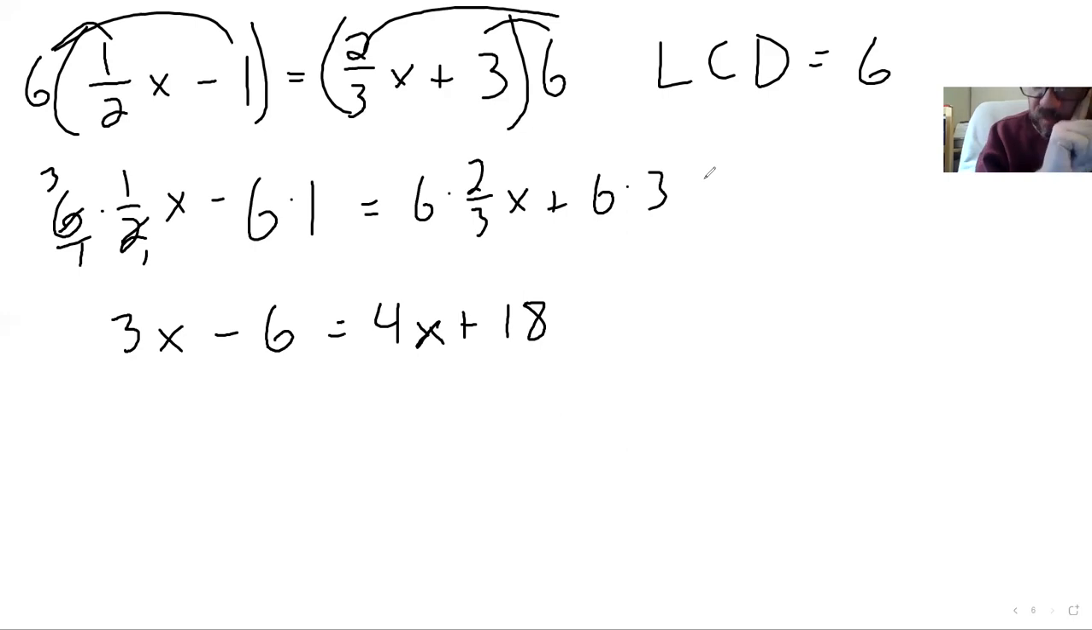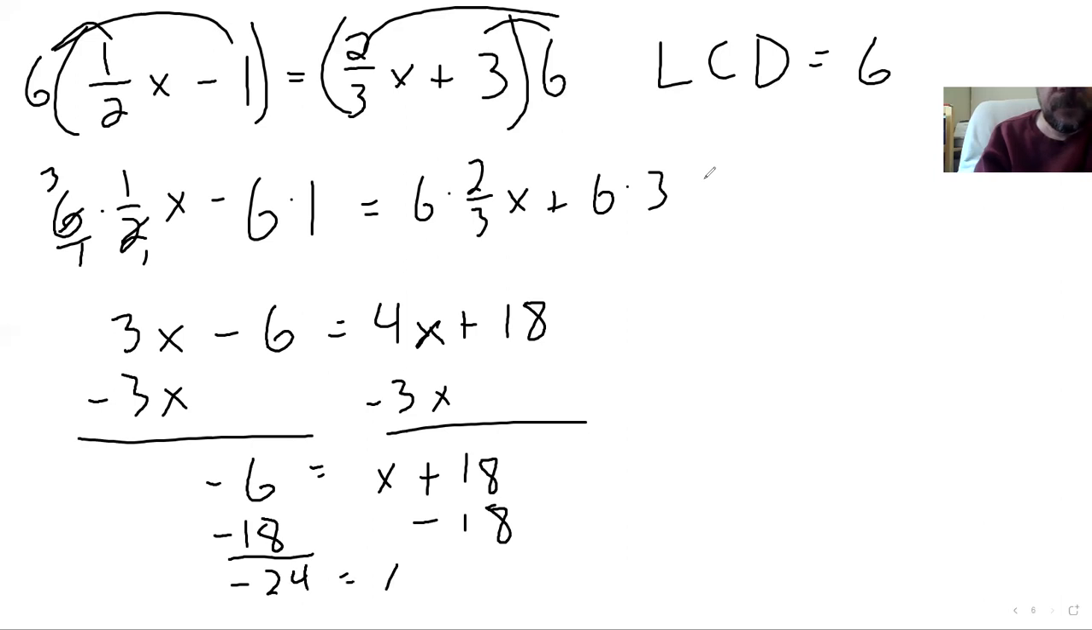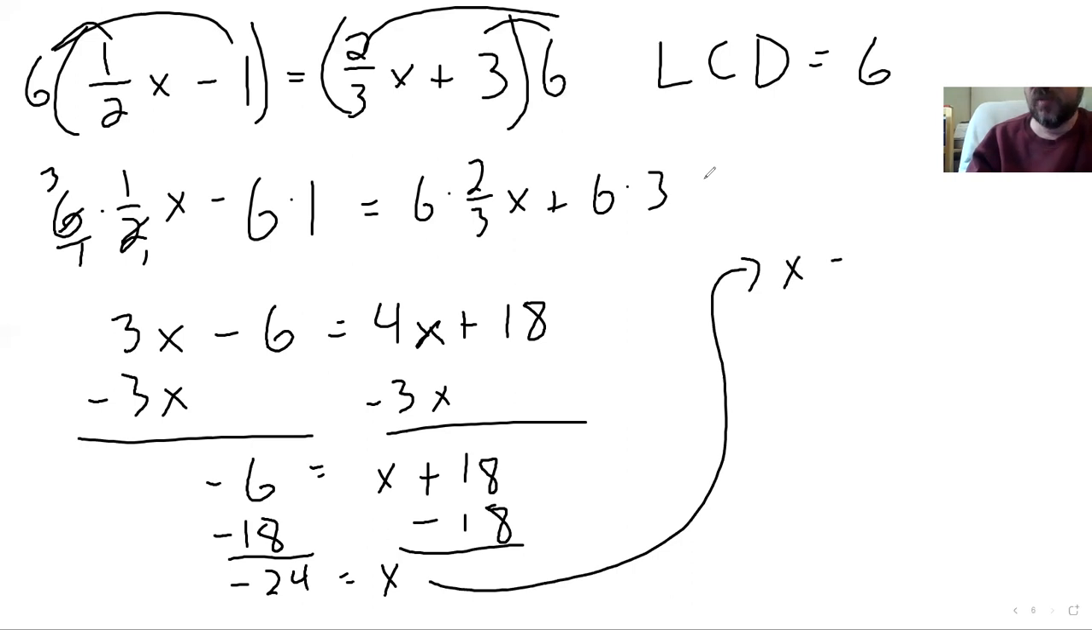And then we're back in the same old situation as before. I'm going to go ahead and move the x's to the right because, again, the bigger one is on the right. So if I subtract 3x, the x's will still be positive. And I subtract the 18 on both sides. So I end up with x equals -24.